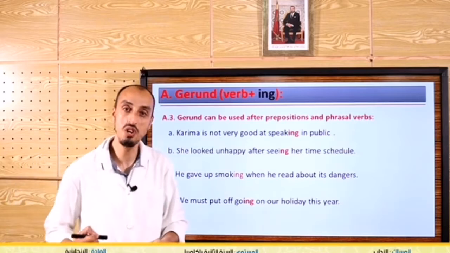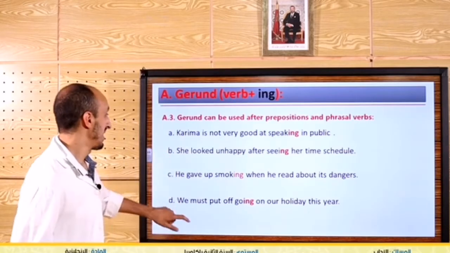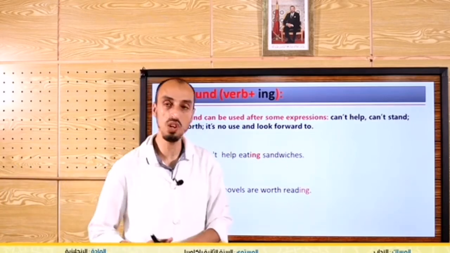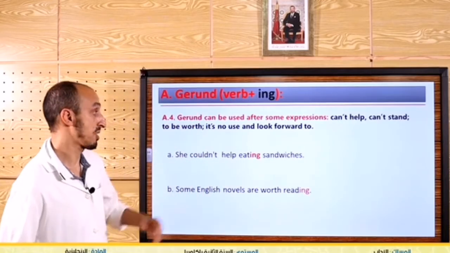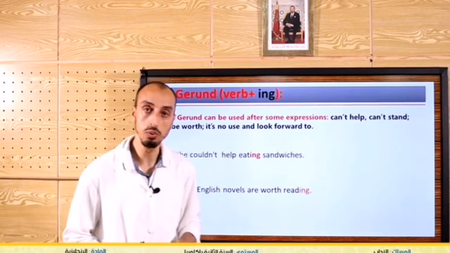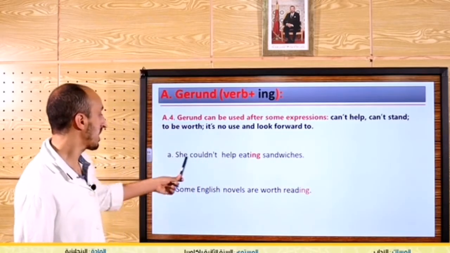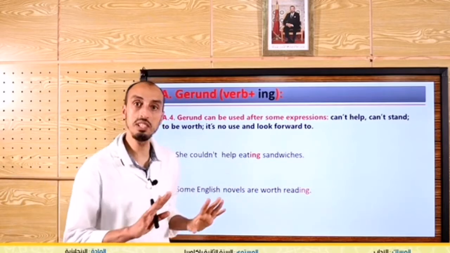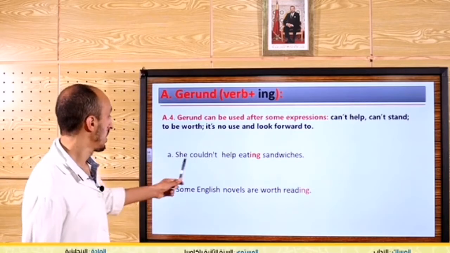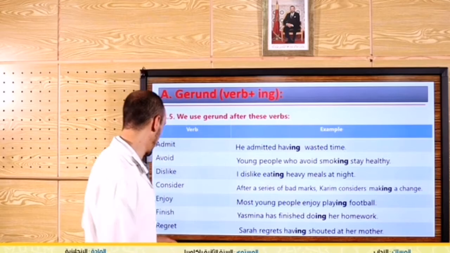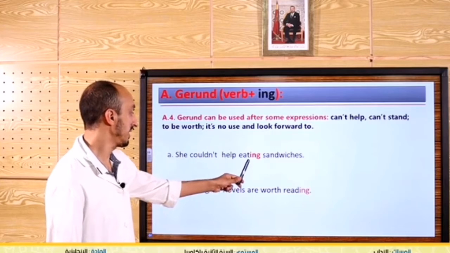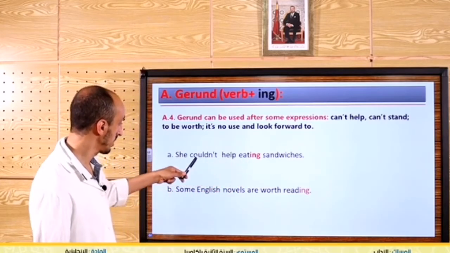Okay, are you taking some notes? I hope so. Now let's continue with our examples. Gerund can be used after some expressions, for example: can't help, can't stand, to be worth, it's no use, and look forward to. Okay. A. She couldn't help eating sandwiches. She loves sandwiches very much. Where is the gerund form? We have eating. Right, eating. It is in gerund form because it comes right after couldn't help.